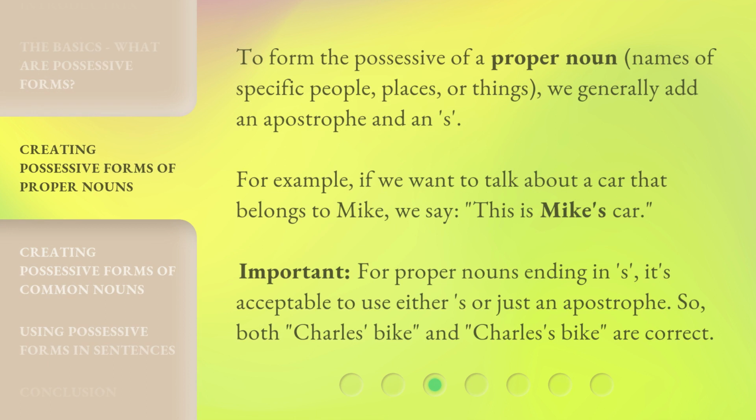To form the possessive of a proper noun, names of specific people, places, or things, we generally add an apostrophe and an S. For example, if we want to talk about a car that belongs to Mike, we say, "This is Mike's car." Important! For proper nouns ending in S, it's acceptable to use either an apostrophe and S or just an apostrophe. So, both Charles's bike and Charles' bike are correct.